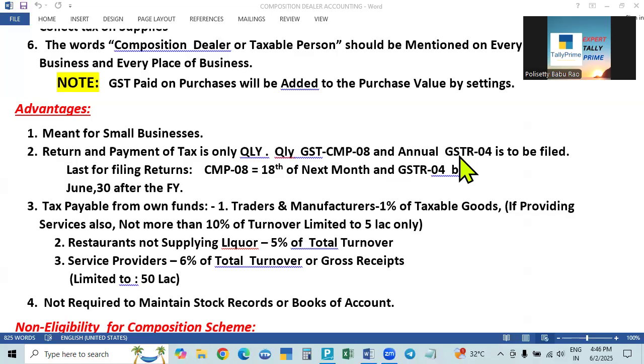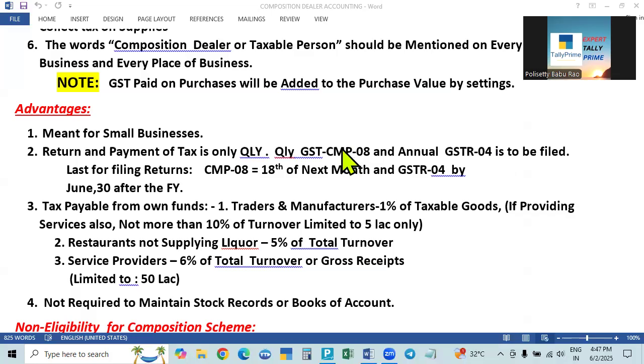This is called GSTR, just like GSTR 4. GSTR 4 is the return filed by the composition dealer annually. This annual return is to be filed once in a year. I will tell you the dates. Totally 4 quarters, 4 CMP 08 statements, plus one annual return. Totally 5 filings he has to make during the year.